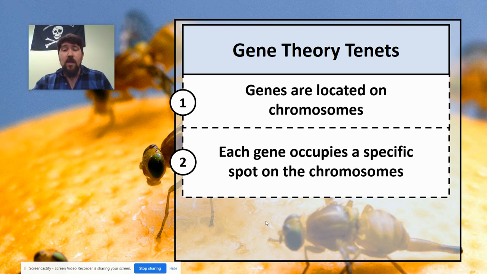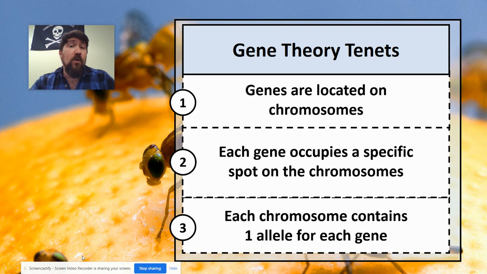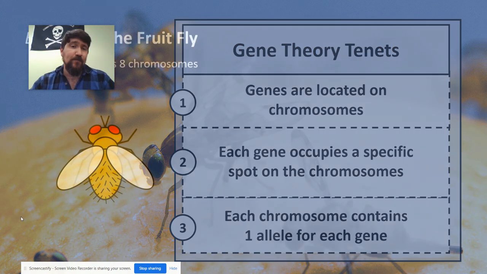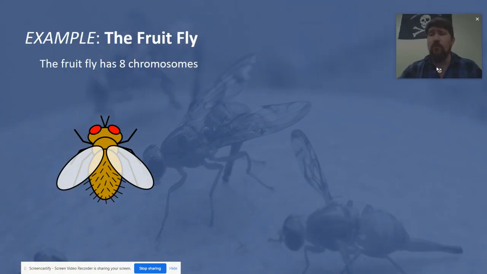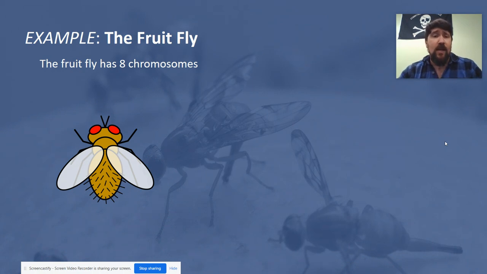Okay? The other thing it says is that each chromosome contains one allele for each gene. Now, since genes always come in pairs for diploid organisms like that, that means you're going to have two alleles for every gene, which we just saw in the last lesson, giving us terms like heterozygous and homozygous and purebred and hybrid.